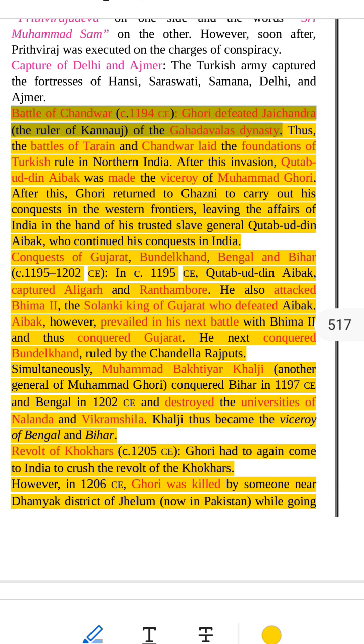1. Battle of Chandwar, around 1194 CE. Ghori defeated Jayachandra, the ruler of Kanauj of the Gahadavalas dynasty. Let's break this down word by word. Battle. It's a big fight between two armies.